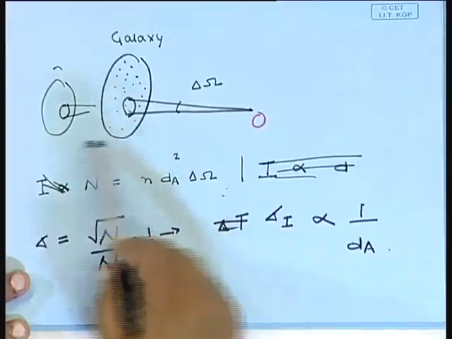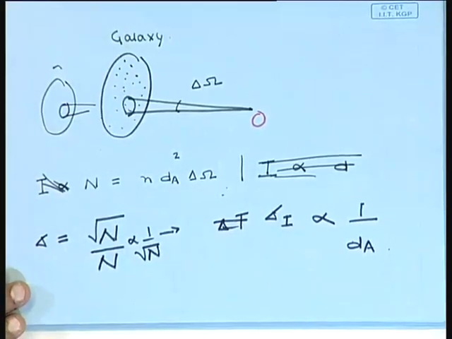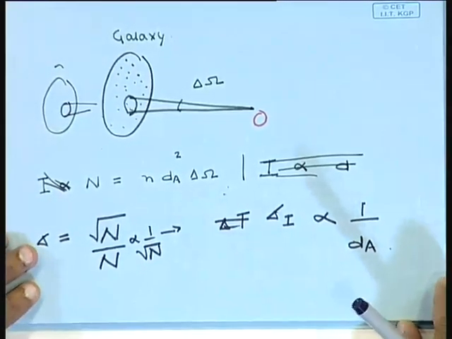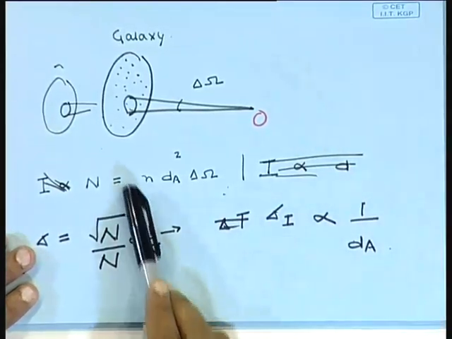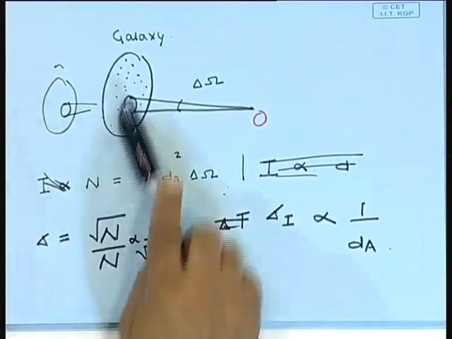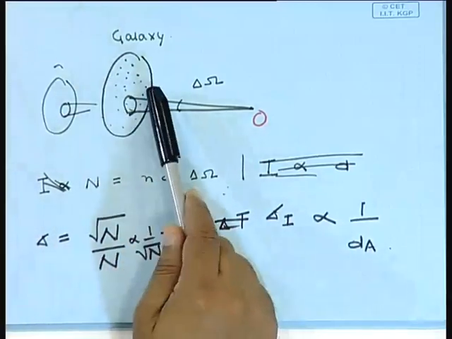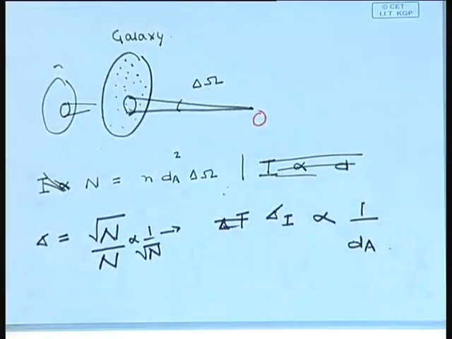what are the restrictions now? The restrictions are that the galaxy should subtend a sufficiently large angle to get the variance. The galaxy should subtend a sufficiently large angle for you to be able to get many solid angles, otherwise you will not get a variance. And the second point is that the constant of proportionality is unknown, because the distances to these galaxies you have to determine by some other means to be able to get the constant of proportionality.